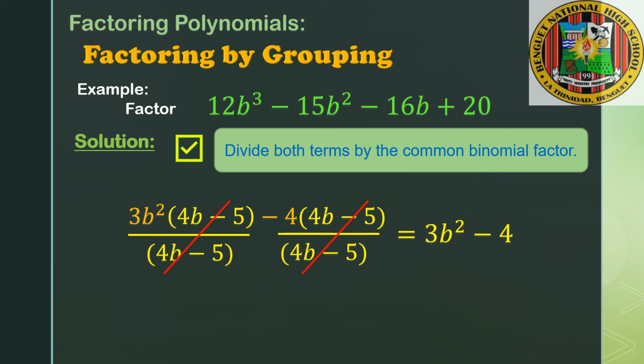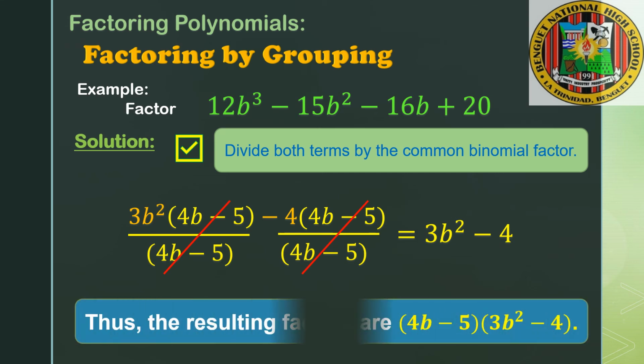Therefore, the factors of the polynomial 12b cubed minus 15b squared minus 16b plus 20 are the quantity 4b minus 5 and the quantity 3b squared minus 4.